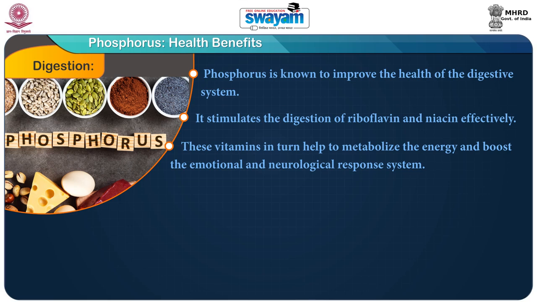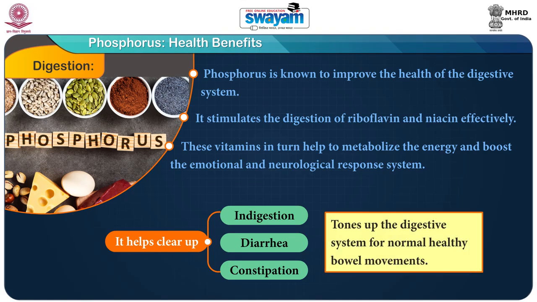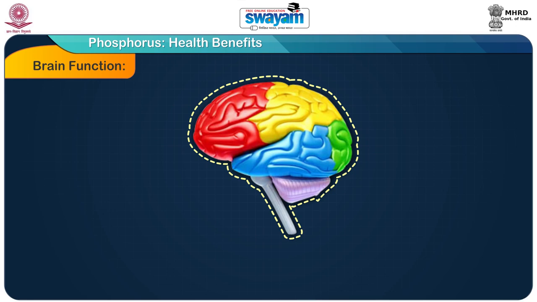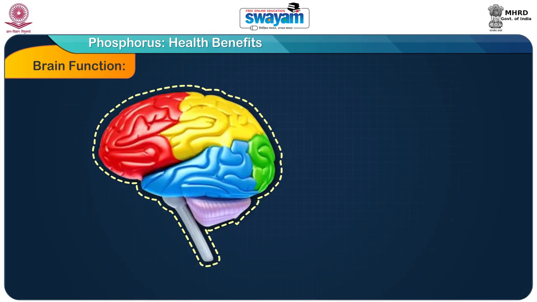These vitamins in turn help to metabolize the energy and boost the emotional and neurological response system. It helps clear up indigestion, diarrhea, constipation, and in general tones up the digestive system for normal healthy bowel movements. Now, coming to health benefits of phosphorus as related to brain function. Concentration, memory and mental functioning can be improved by the consumption of phosphorus as reported by several earlier investigators.